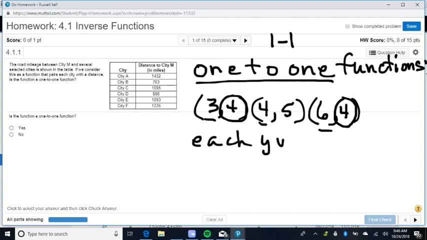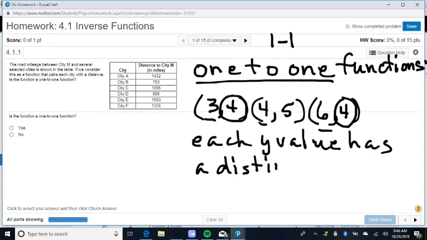Each y value has a distinct x value. So in other words, no values are repeated either in the x column or the y column. Okay? Now it's easier to see when they do the columns like this.